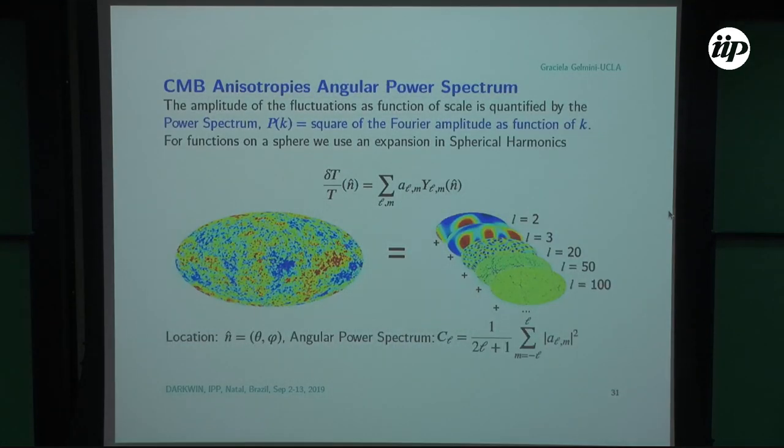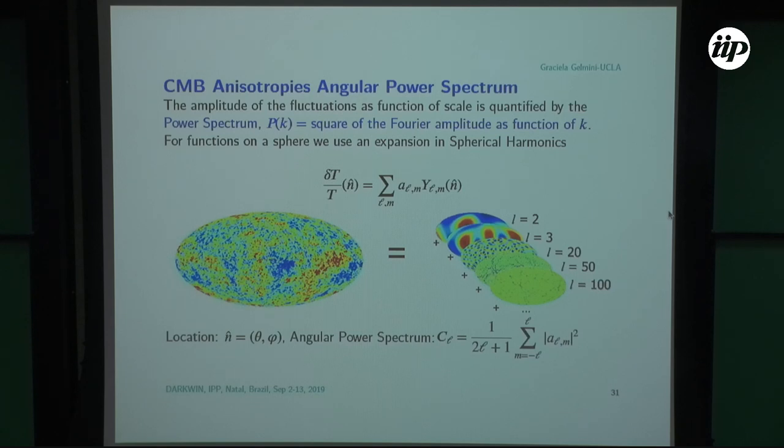Now, these features that I show you here, we believe that they were caused at random. We have only one universe, but actually they were random. So where each feature actually is, is not very representative. What is representative is the distribution of the inhomogeneities. And when you have a system like that, what is important is the amplitude of fluctuations as a function of scale. This is quantified by the power spectrum, which is the square of the Fourier amplitude as a function of k.